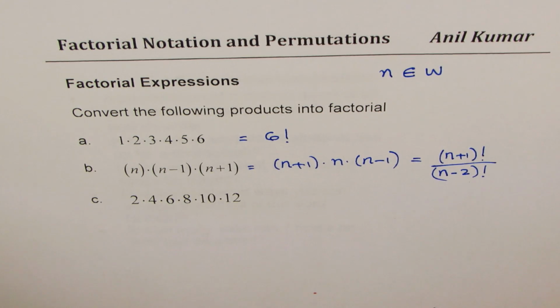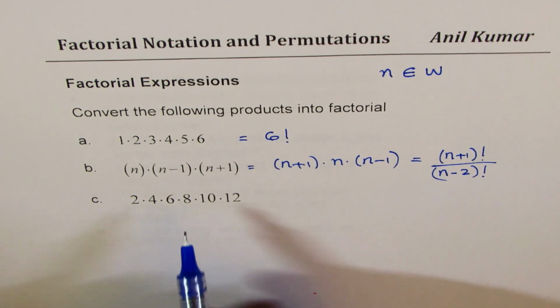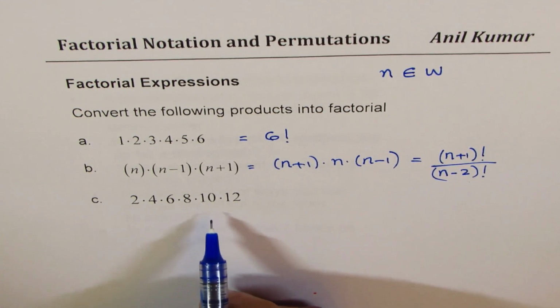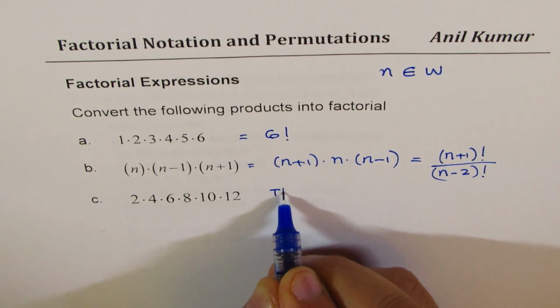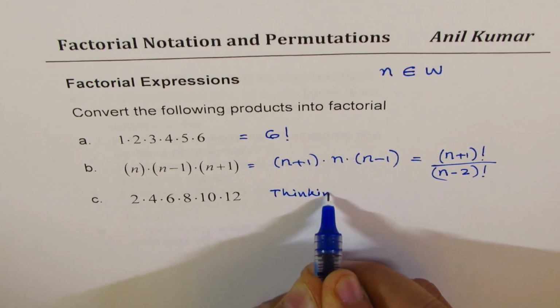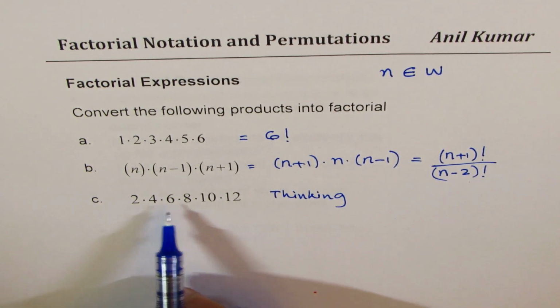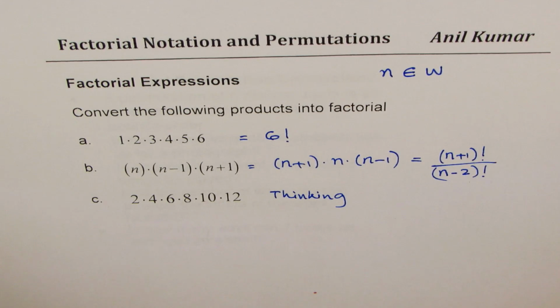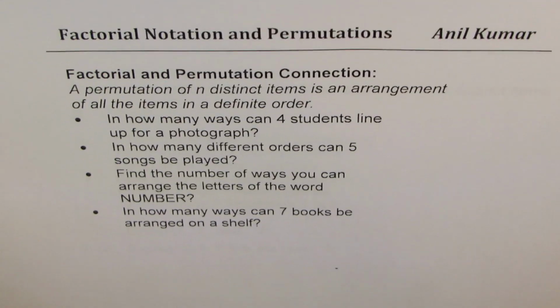So from here, complications built in. Now part C is probably one of the most difficult questions to begin with, so that is a thinking question. How do you write 2 times 4 times 6 times 8 times 10 times 12 in factorial notation?